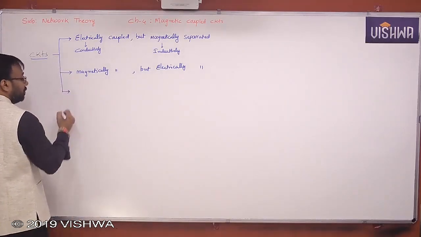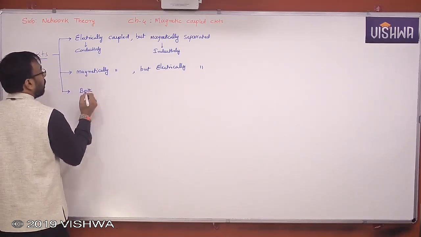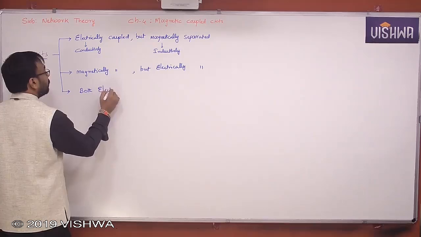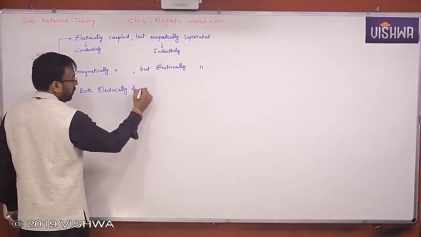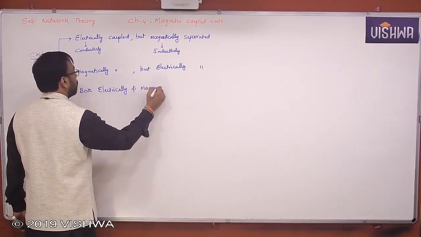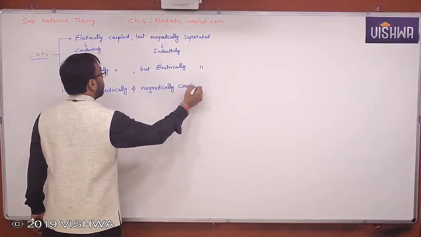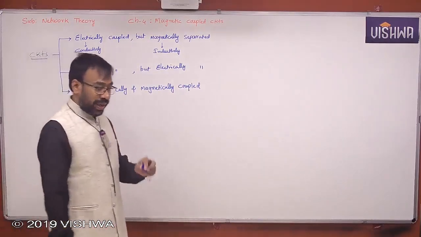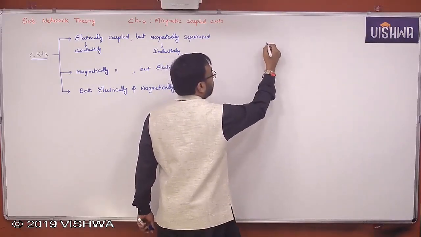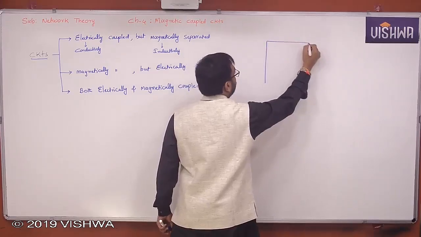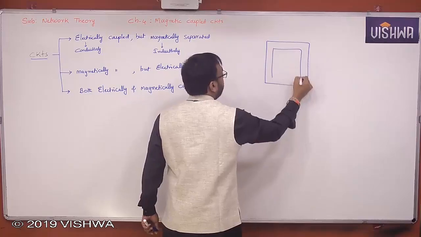The third type of circuits are both electrically and magnetically coupled. Understand all of you? 3 types of circuits we can see. Okay, so the best example for a magnetic coupled circuit which we use in our day-to-day life is the transformer.